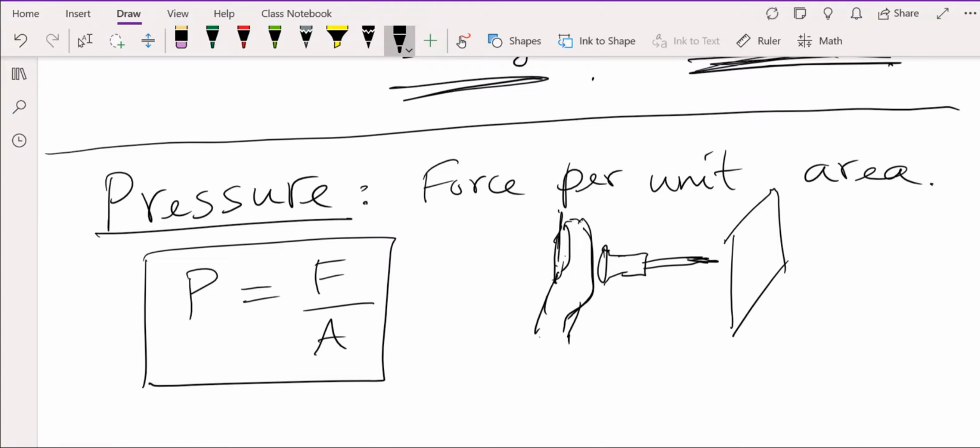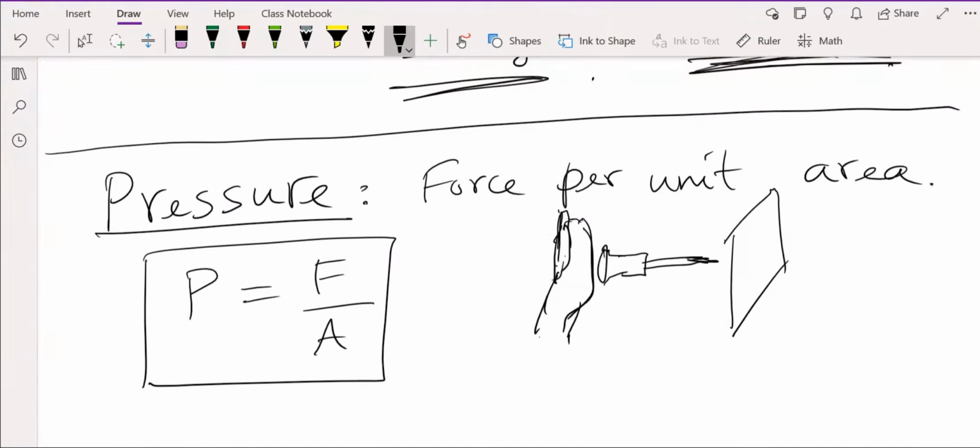Which side is the force bigger? On the thumb side or on the pin side? Aren't they the same? It is the same. Force is the same. Because you're pushing from here and the force gets transferred to the other side, right? But which side experiences more pressure? Will your thumb experience more pressure or the pin experience more pressure? Or the board experience more pressure?